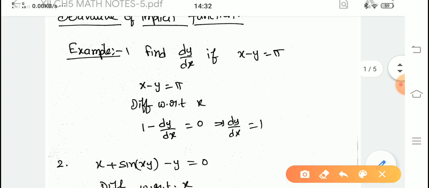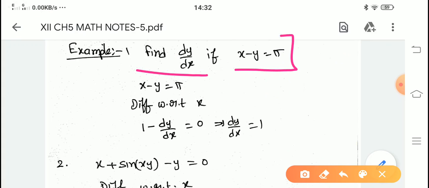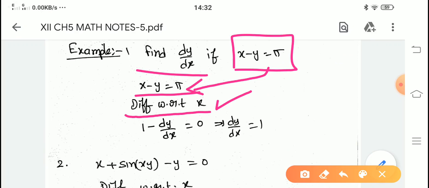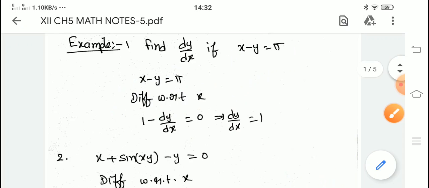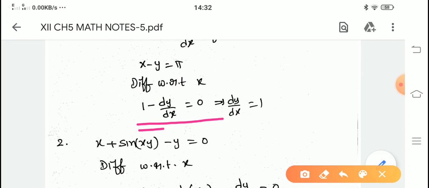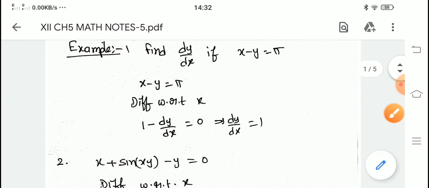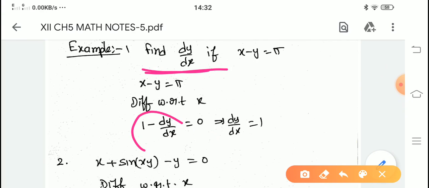See, the first example is to find dy by dx when it is given x minus y is equal to pi. Write the equation once, then differentiate with respect to x. What is the derivative of x? 1. What is the derivative of y? dy by dx. The derivative of pi? 0. So we get 1 minus dy by dx is equal to 0. They asked us to find dy by dx, so dy by dx is equal to 1, hence found.